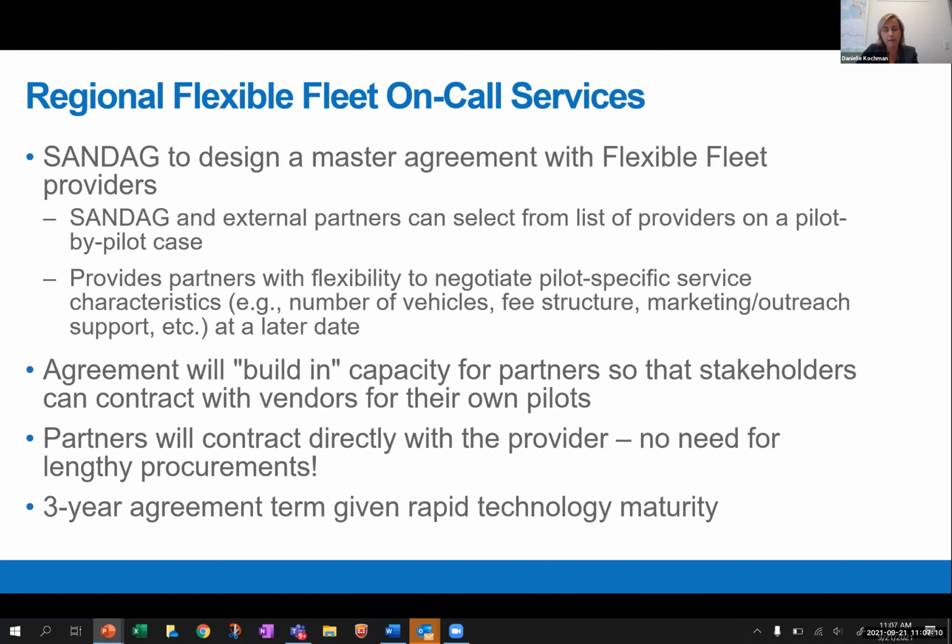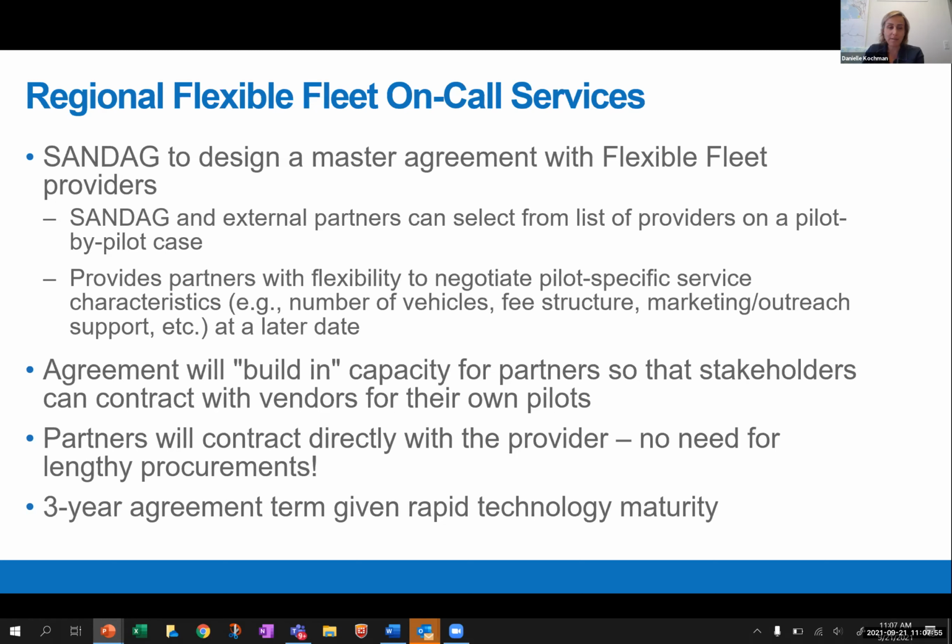So a lot of this I've covered already. We're going to have a list of providers for each of the different categories, and then both SANDAG and the partners that we work with can use those providers without having to do a procurement contract directly with them. They can negotiate their contract with them and work on developing the specific operating parameters of the service that they want to provide. So SANDAG is here to support other agencies that want to do pilots, but it also gives our partners and other agencies flexibility to tailor the service for what will work best for them.